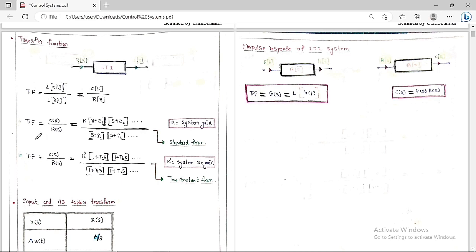So now the transfer function, the general notation is standard. The standard notation is: transfer function C(s)/R(s) is equal to K(s + z1)(s + z2) and so on, divided by (s + p1)(s + p2) and so on. This is called the standard form of representation of the transfer function, where K is called the system gain.